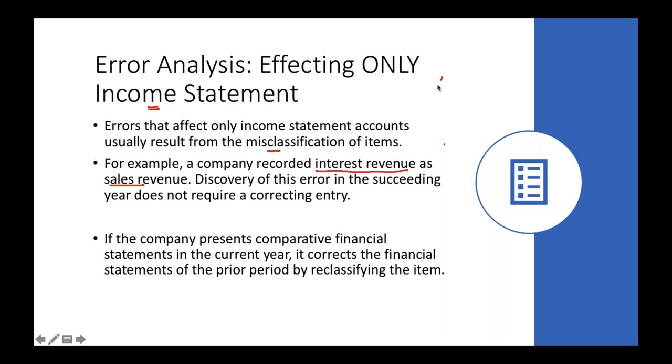Interest revenue is part of your income statement. Even sales revenue is also part of your income statement. Only the heading is changed. Instead of recording as interest revenue, we recorded and clubbed it in sales revenue. The final impact on your net income will remain the same, no change. So we need only a correcting entry, only the correction moving from here to here. That's it. You don't need any kind of special adjustment for that. Let's see some more examples.